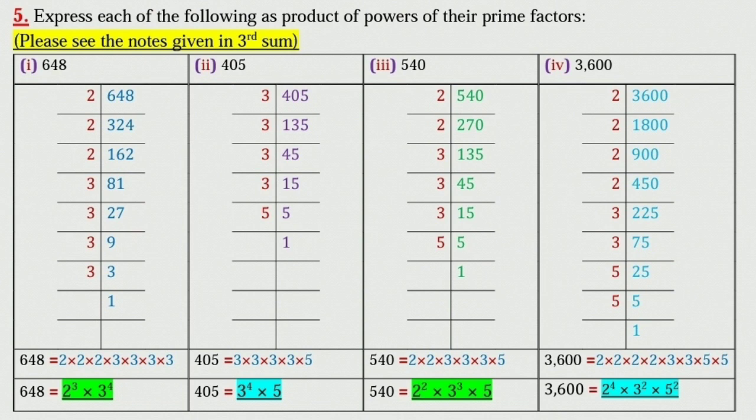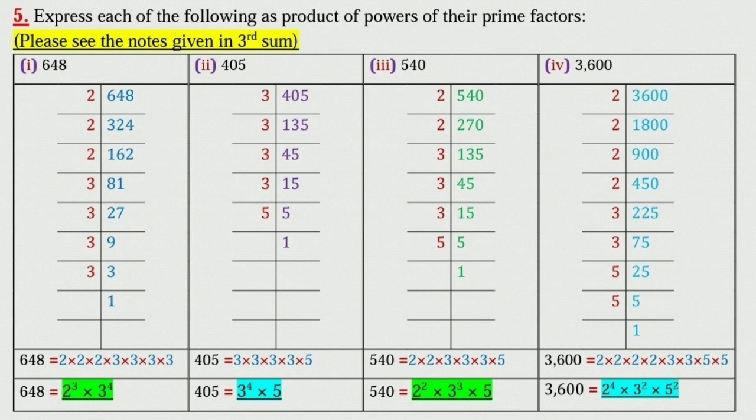Sum number 5 of exercise 13.1. Express each of the following as a product of powers of their prime factors. Students, before solving these sums, please see the notes given in the third sum. Now the first one, 648. Divide 648 by 2, we get 324. Again divide by 2, we get 162. Again divide by 2, we get 81. Now students, please note, we cannot divide 81 by 2.